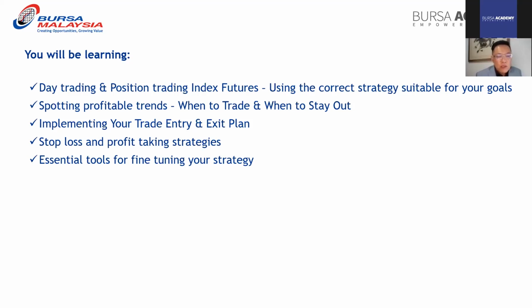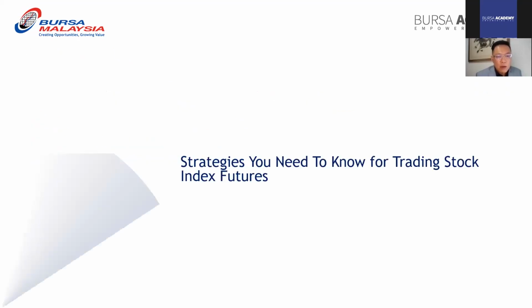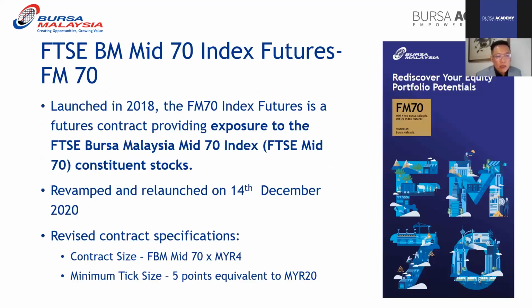But before we jump into the full thing, a quick recap on what we covered previous week. We spoke about the FM70 index futures contract, which is based on the index of the Bursa Malaysia Mid 70 index. This index futures contract was launched in 2018, and it was redesigned and revamped and relaunched on 14th of December, just a month ago.